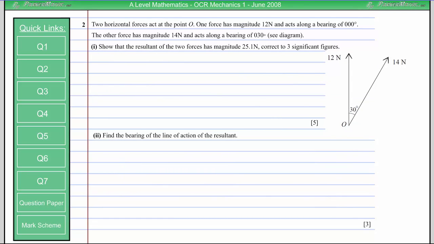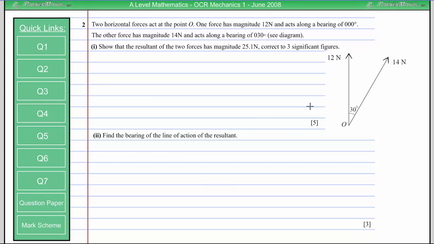Question 2. Two horizontal forces act at the point O. One force has magnitude 12 newtons and acts along a bearing of 000. The other force has a magnitude of 14 newtons and acts along a bearing of 030. So all that's shown in the diagram. We need to show that the resultant of the two forces has a magnitude 25.1 newtons, correct to three significant figures.